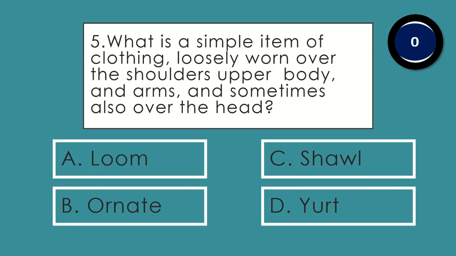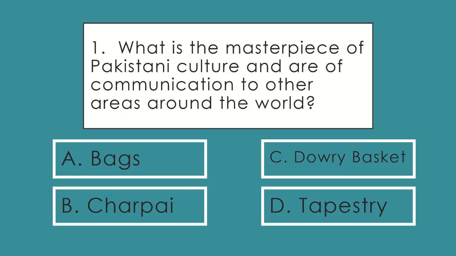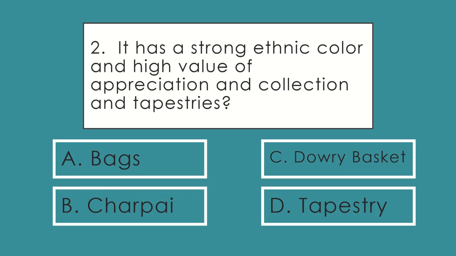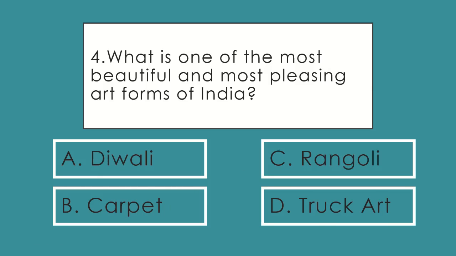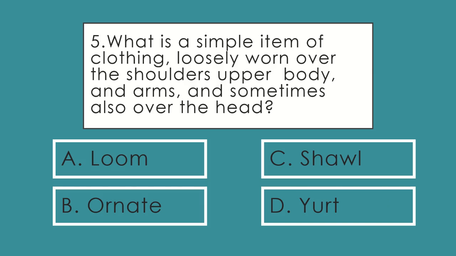Time is up. Let's check your answers. The answer for number 1 is, very good, bags. Number 2, that is correct, tapestry. How about number 3? That is correct, dowry basket. Let's have number 4. The answer for number 4 is rangoli. Good job. And our last item, the answer is shawl. Very good.